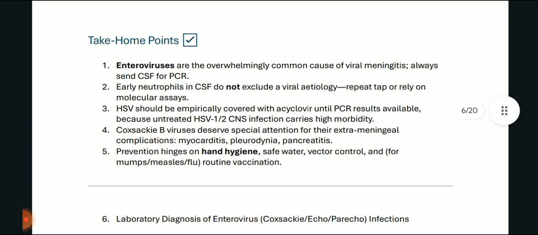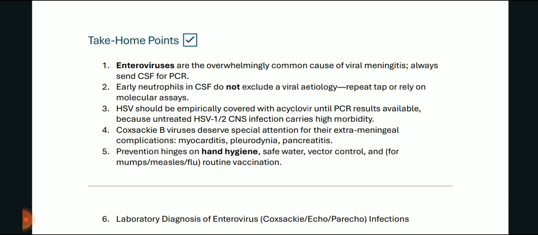Now, what have we learned so far? Enteroviruses are the overwhelmingly common cause of viral meningitis. Always we have to send a CSF for PCR. Early neutrophils in CSF do not exclude a viral etiology. We have to repeat the tap or rely on molecular assays. And we can also do a Gram stain to rule out bacterial cases.